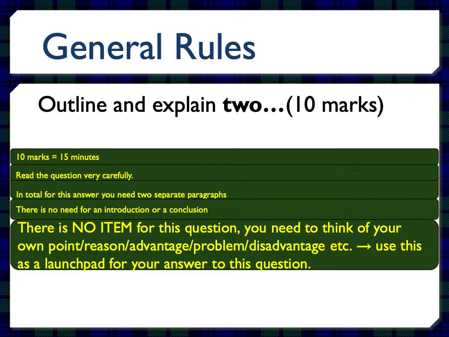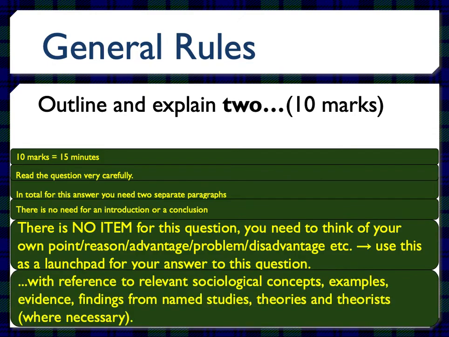This is perhaps the most significant difference between this type of 10-mark question and the applying material from item A, analyse question. There is no item, so you have to think of a way, reason, disadvantage, advantage, problem and so on in response to the question asked and state this based on your sociological knowledge. This part is the same as you're doing in paragraphs and essays as well. You need to develop your stated point in response to the set question, and you need to be making reference to key terms, concepts, examples, findings from studies, and if necessary for the question asked, theories and theorists.